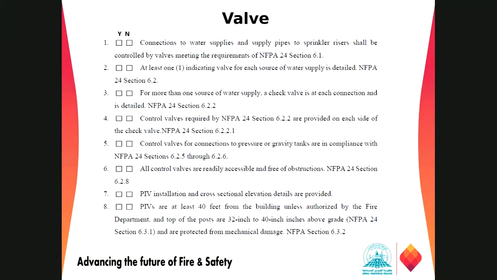And the valve should be readily accessible to open it easily, right? If there is a PIV, a cross-sectional drawing for the PIV should be provided. And point number 8 talks about the PIV shall not be below 40 feet from the building, right? Additional is allowed if the building height is less than 40 feet, so that if the building collapses in case of fire, the firefighter teams are not getting damaged from that.